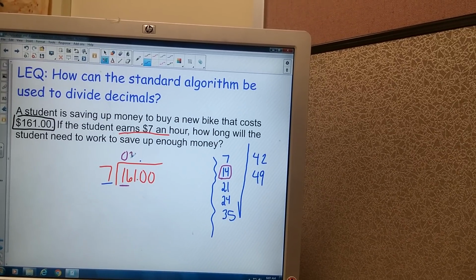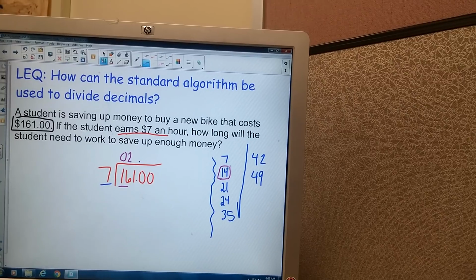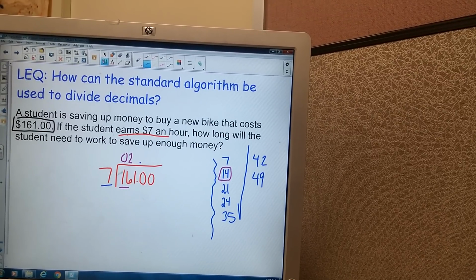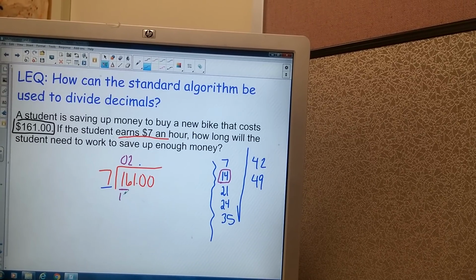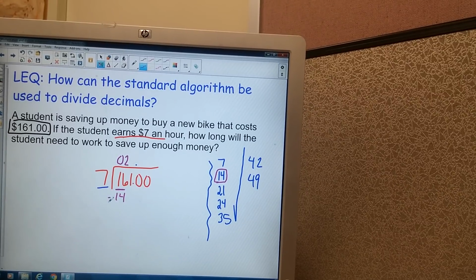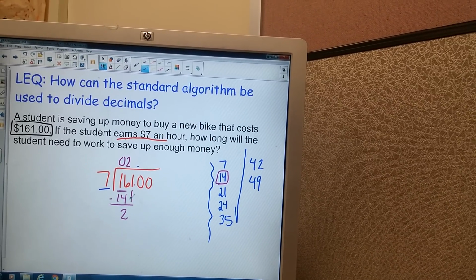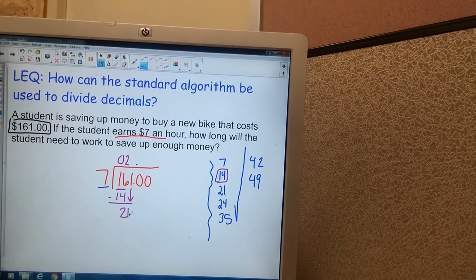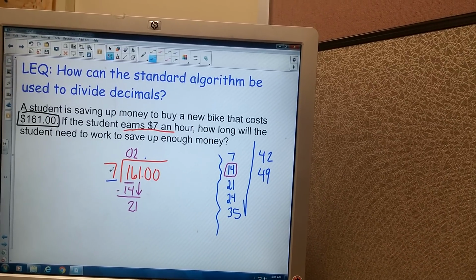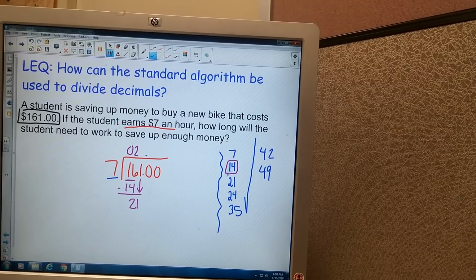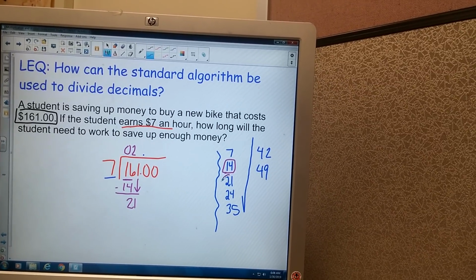So up top, we're going to keep track of how many groups we gave out. This was 2 groups. 7 times 2 was 14. We had 16. We gave away 14 to bring down our next place value. Now we have 21 to split with 7 people. We go over to our chart. Oh, what do we know? There's a 21 right there.